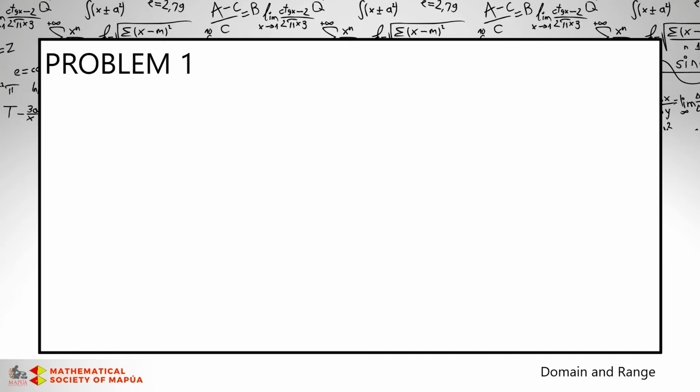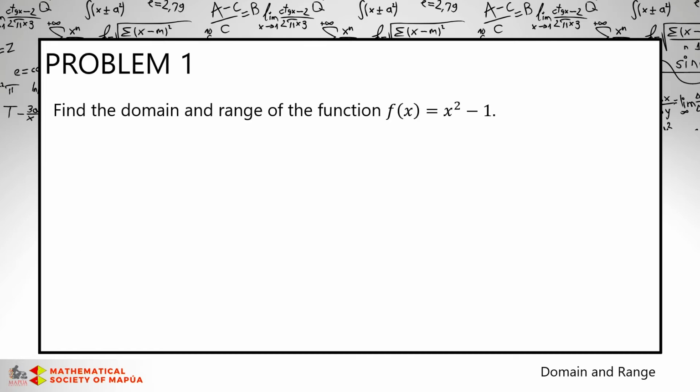Ayan. So, for our first example, find the domain and range. So, madali muna, of the function f of x equals x squared minus 1. So, kung maalala nyo, yung definition ng domain na binigay natin is all possible values of x.